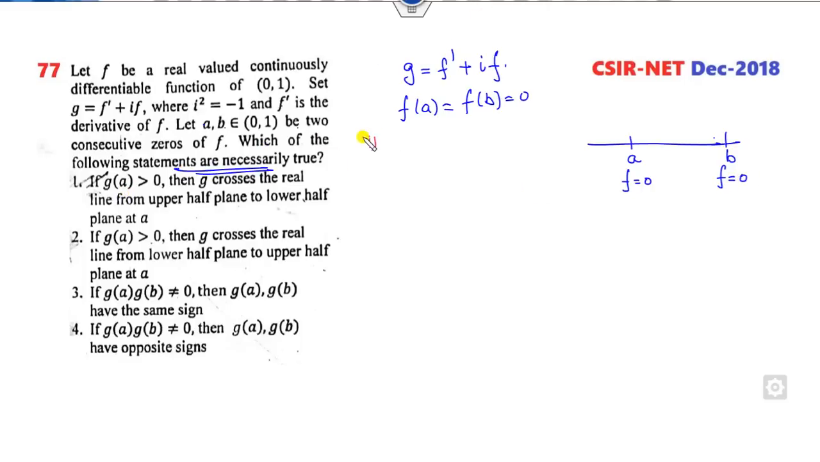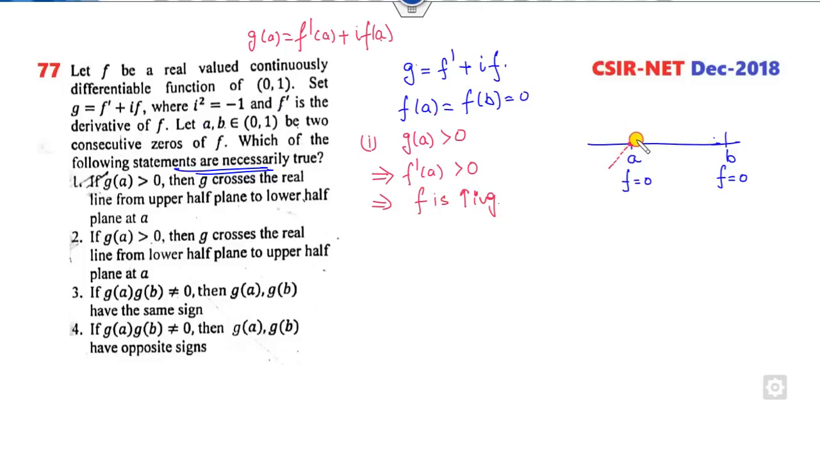Okay, if g of a is greater than 0. What is g of a? You can see g of a is f dash a plus iota f of a, but f of a is 0, so it is here. What is the meaning of that? f is an increasing function. So at this point the graph will be going upward. It's increasing. But f is 0 at this point, so after some time it must be decreasing. After some time it must be decreasing because f is 0 here.